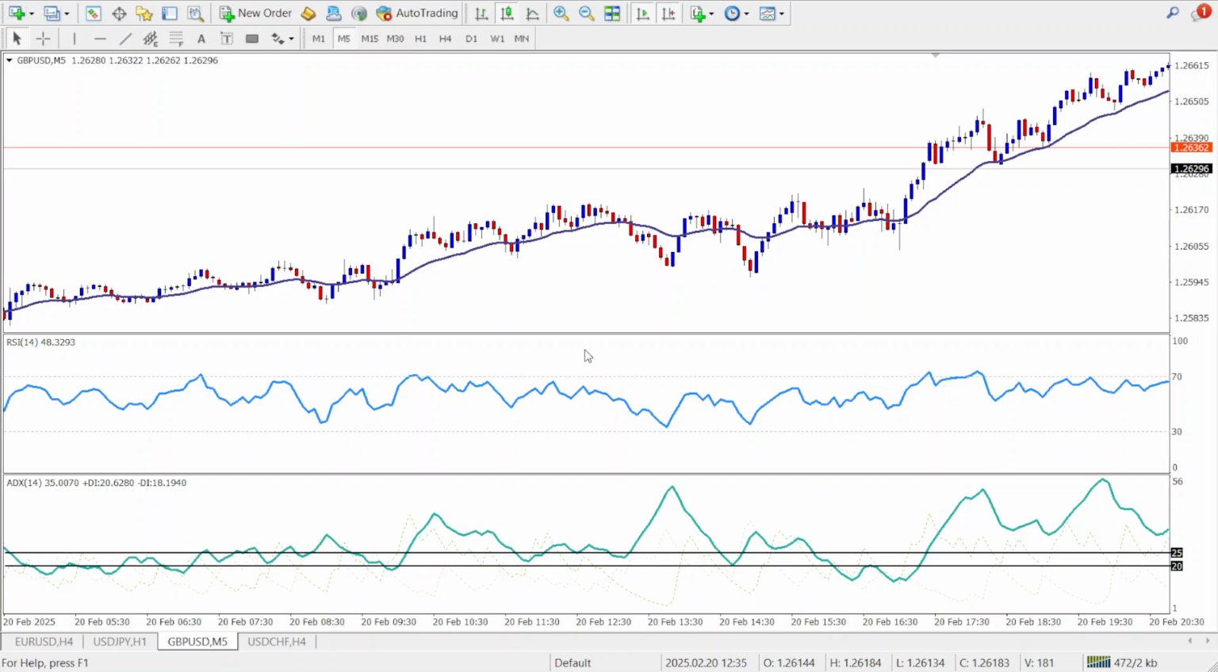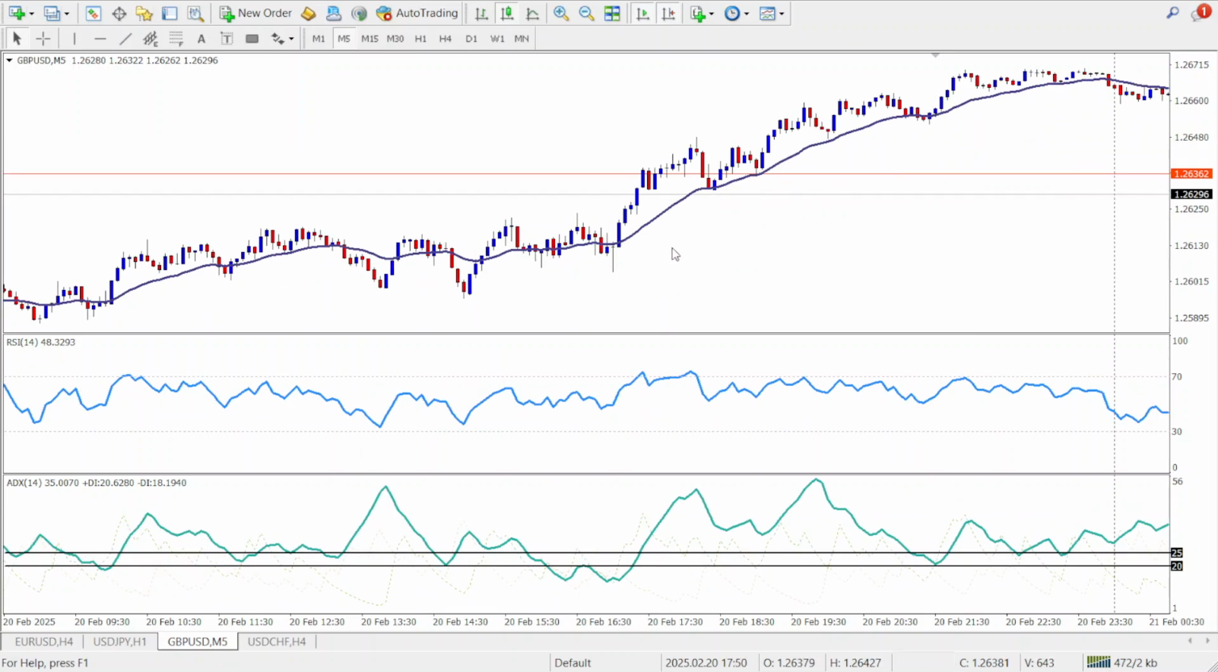So now that we've covered each indicator individually, let's go over how to combine them for the full strategy. Okay, the goal here is to use each indicator to confirm the signals from the others. The first step is to look at the EMA, determining the overall trend. Is the price above or below the EMA? If it's above, look for buying opportunities. If it's below, just look for selling opportunities.